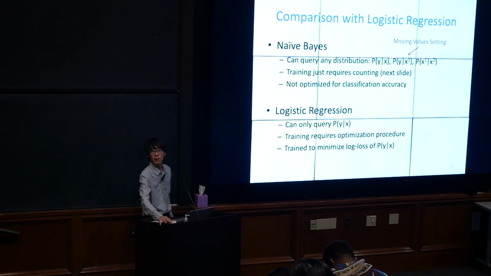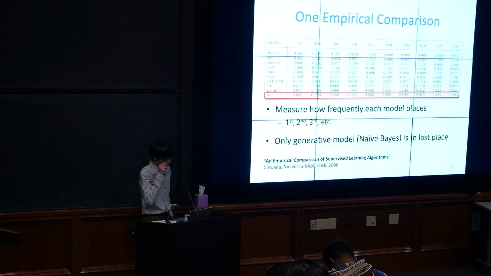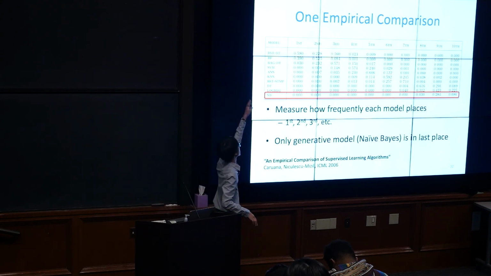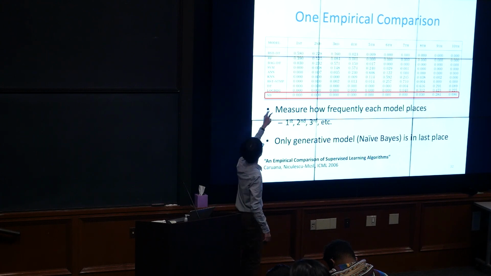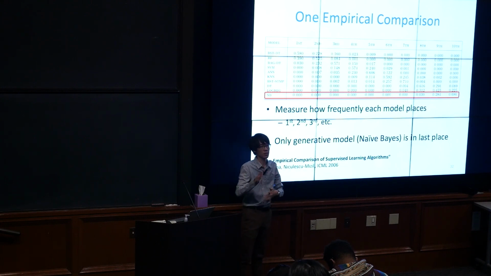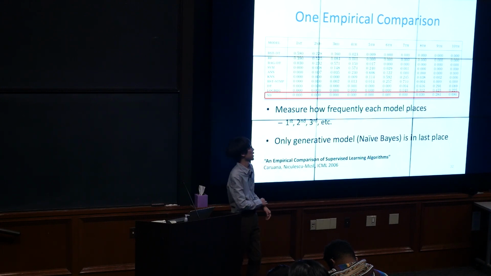So computationally, potentially, it's more expensive. But because it's trained to minimize the log loss of p(x|y), it does better. And that's not just a theoretical thing, it's empirical. This is a comparison of all of these different models that exist, and they counted how many times each model comes in first, second, third, fourth, or fifth against some benchmark classification task.